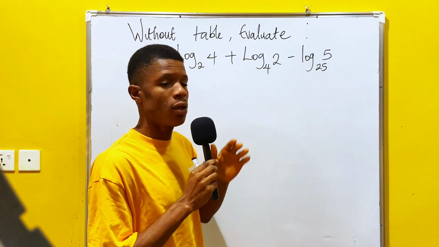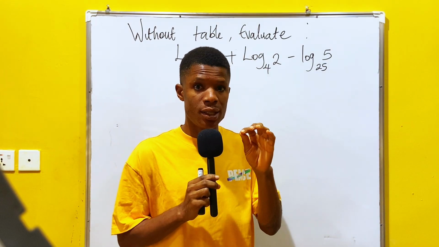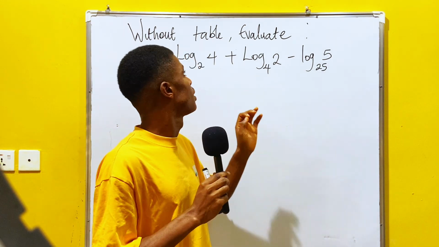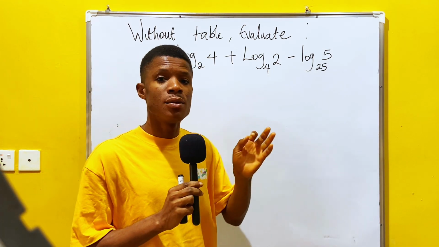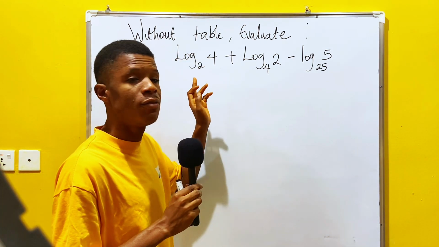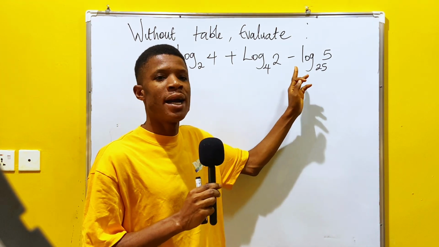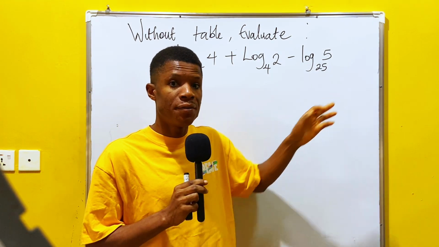Solve this logarithm problem under a minute. Okay, to solve this is very simple. We are told to solve without table or calculator: log base 2 of 4 plus log base 4 of 2 minus log base 25 of 5.